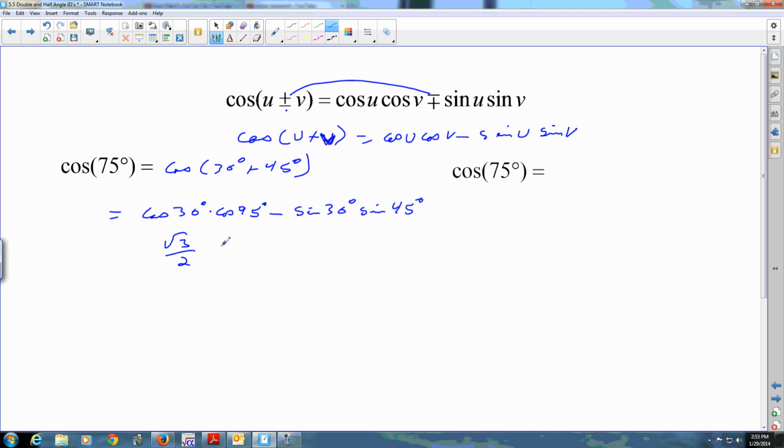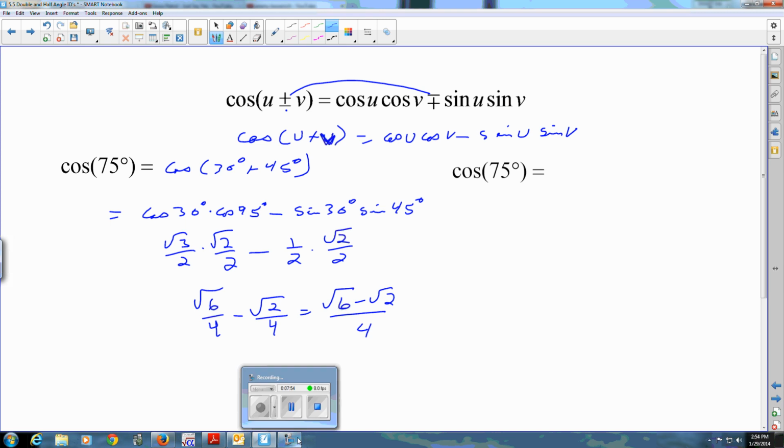Okay, square root of 3 over 2 times square root of 2 over 2 minus sine of 30, that's a half times square root of 2 over 2. So you got square root of 6 over 4 minus square root of 2 over 4, whoops, that's a 4. I apologize, I'm trying to rush because of the interruption. There we go. Over 4 minus that over 4 is square root of 6 minus square root of 2 over 4. Okay?